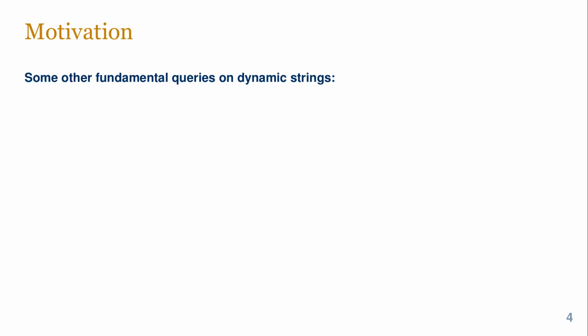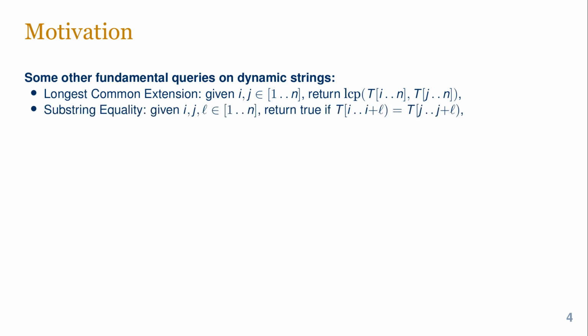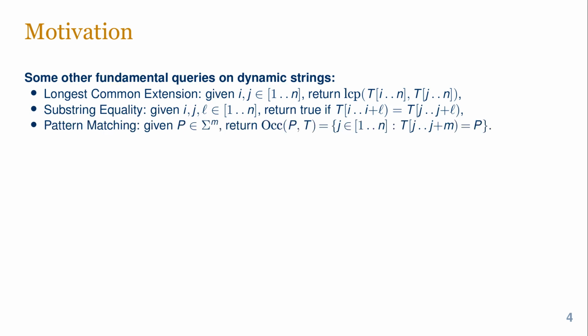The study of queries on a dynamically changing text is not a new field. Example queries that have been extensively studied in the literature include longest common extension, or LCE queries, that given any two positions i and j, return the length of the longest common prefix of suffixes starting at positions i and j. Substring equality, that given any positions in t and length L, checks if the length L substrings starting at those positions are equal. And finally, pattern matching queries, that given any pattern p, return the set of starting positions of p in t.